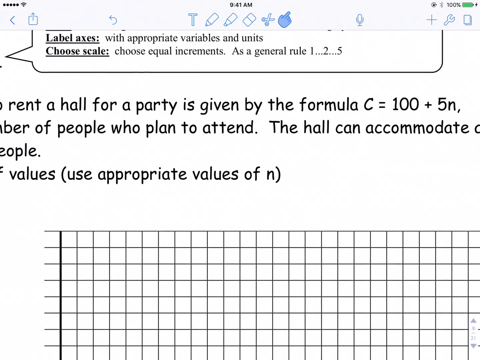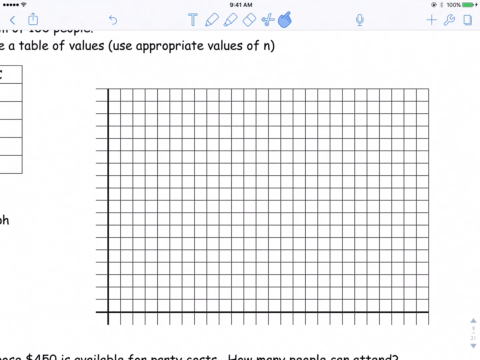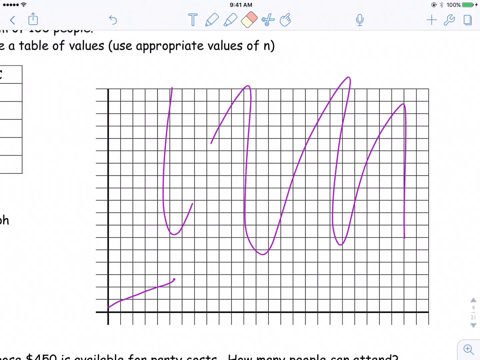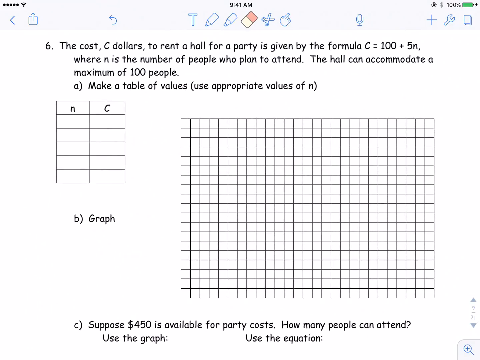You don't want to draw a graph, have it out here, and have your line look something like this. That would be silly, wasting all this beautiful graph paper. So you want to try and make your graph big enough to fit the entire graph. You want to use proper scales. And of course you want to use some realistic values, some realistic numbers. I'll talk about that in a second here.